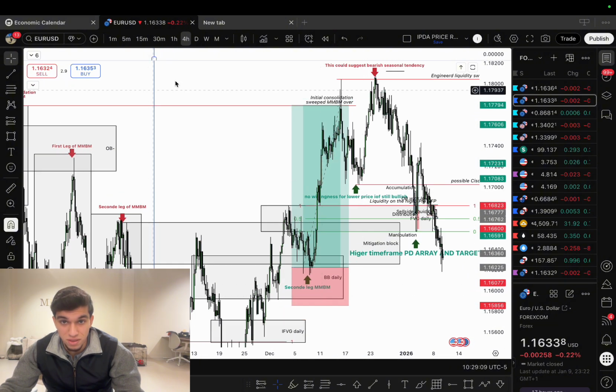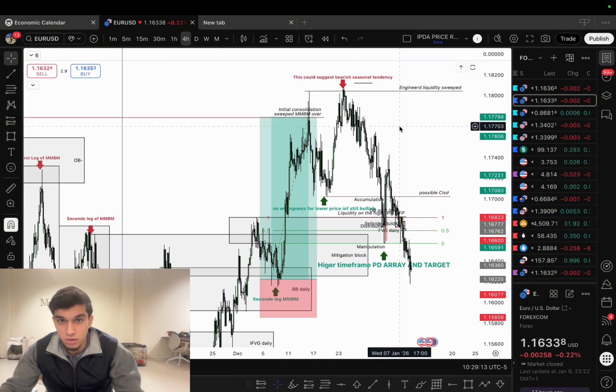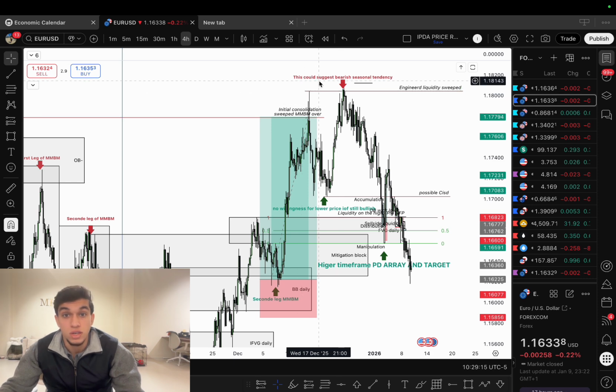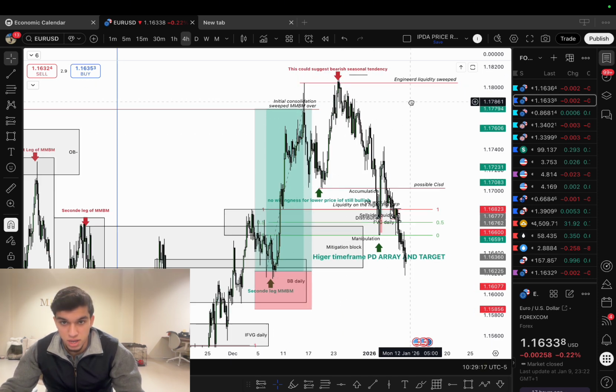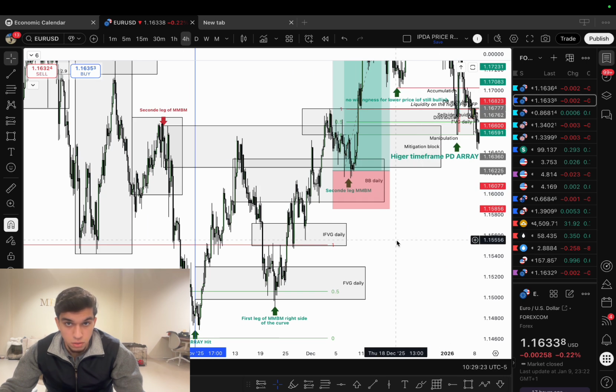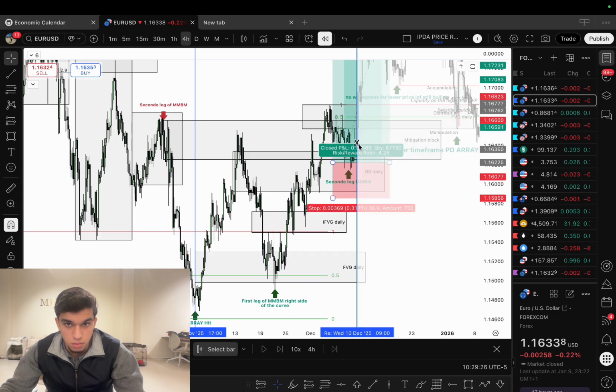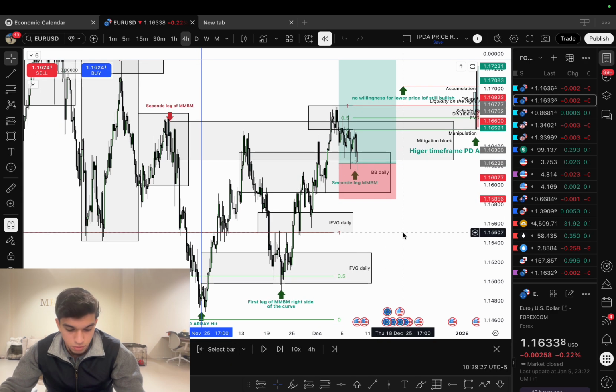After that we swept the initial consolidation high. We went higher, took out an engineering liquidity. I even said in the Discord this could suggest a bearish seasonal tendency, and of course it happened. After this beautiful CSD around here, we went lower. But if you want to entry like on this setup right here, I will go a little bit back for you guys, that you can look with me.